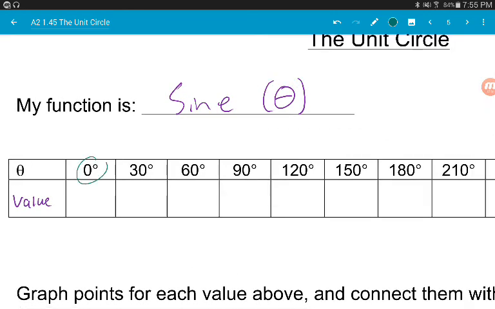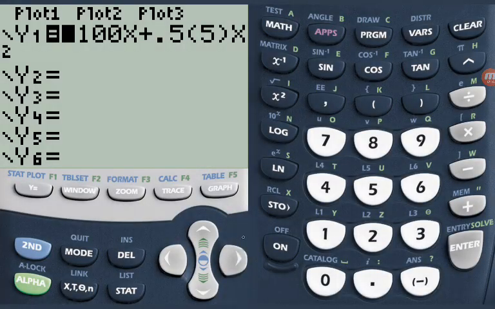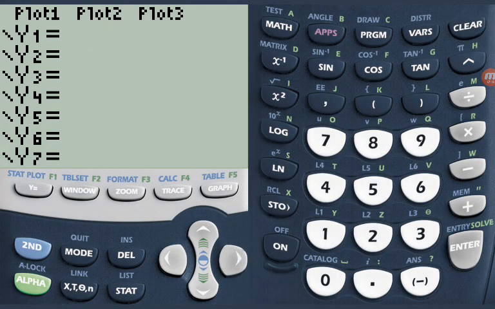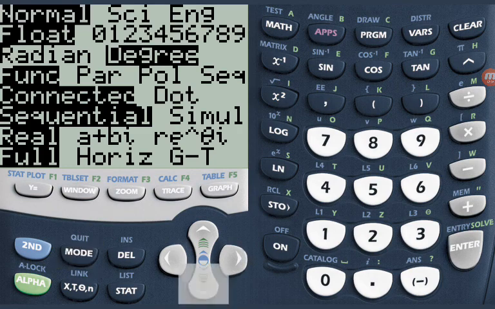So if 0 is theta, that means that I'm doing sine of 0. So let's see: 0, 30, 60. I'll do those three. First off, I want to make sure my calculator is in degree mode. So I'm going to hit mode, scroll down to degree and hit enter. And I can quit.